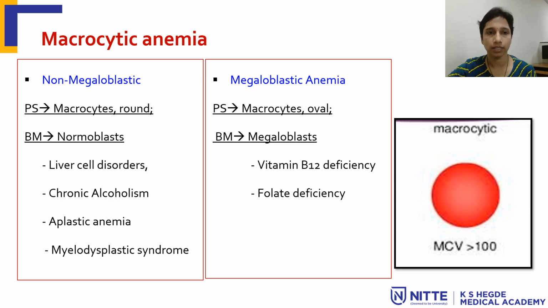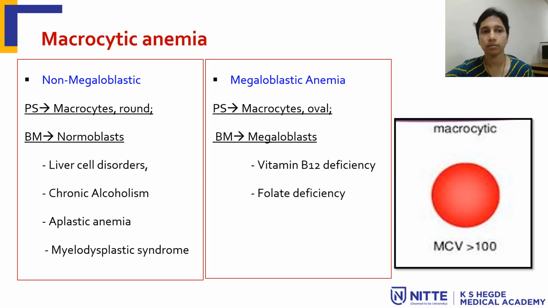So what is macrocytic anemia? Macrocytic, as the name suggests, is anemia characterized by RBCs which are larger in size. So how do you assess the size of the RBC? RBC size can be assessed based on the peripheral smear examination or by using the RBC indices, in which we will be using MCV as the indicator of cell size.